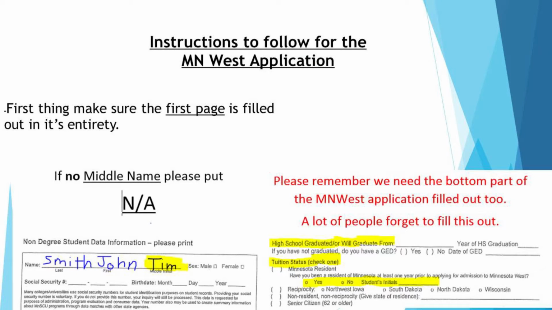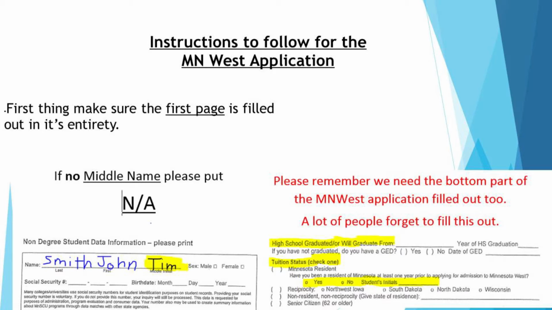There are specific instructions that need to be followed when completing the Minnesota West application. The first page must be filled out completely. Again, take your time. This is not a race. If a student has a middle name, it should be listed. If no middle name, the space should be marked no middle name or NA. Fill out the rest of the questions on the first page to the best of your knowledge.